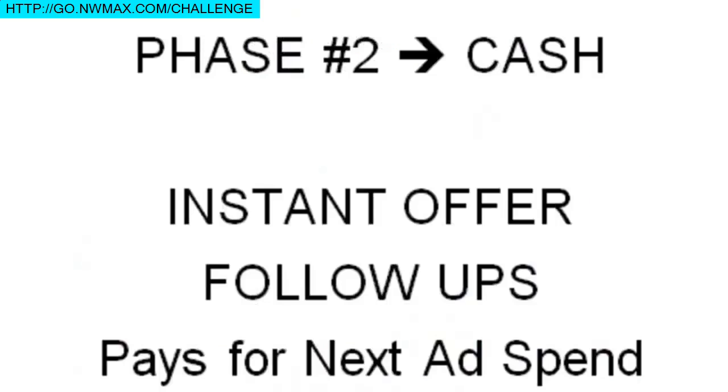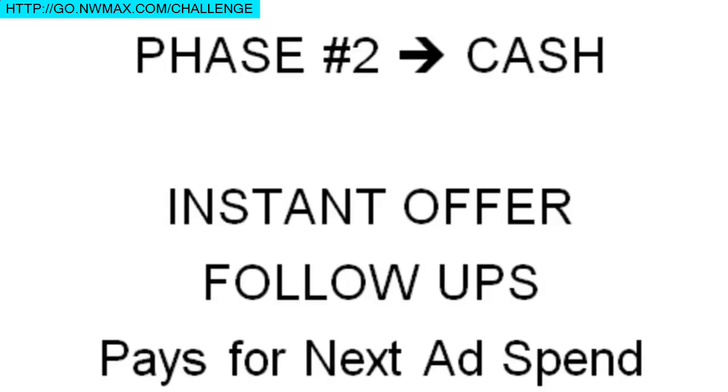The second phase of my list building system is the cash phase. So at this stage in the process, we're trying to maximize the amount of money that we make off of the people that opt into our squeeze page. So in the first phase, you're creating a squeeze page where you're trying to get the most amount of people possible to opt in. Now, after they opt in, what you want to immediately do is give them an instant offer where they can spend money in your favor.